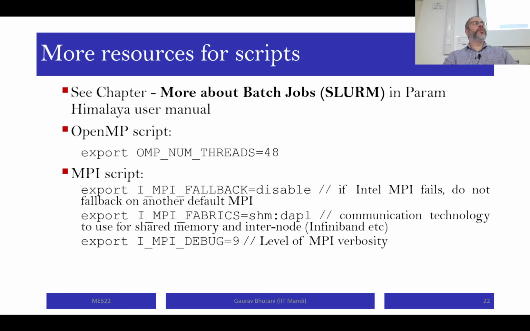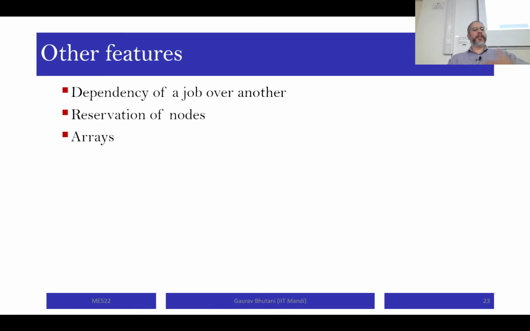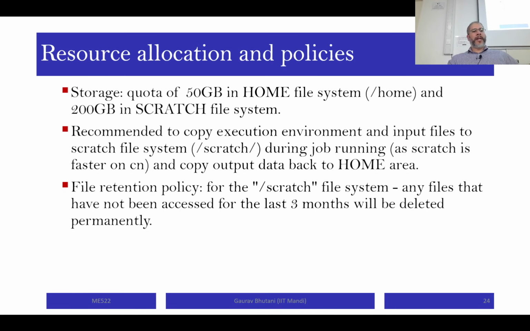So just use these options which are recommended by the architecture. Not specifying them or specifying a wrong one, you might end up using a 10G connect when a 200G connect is available. So make sure that you specify these properly. Debug is just for what sort of output verbosity you will get in the output. Some features also: you can have dependencies of one job over another, you can reserve nodes, you can have array jobs and so on. So make sure you read the manual properly.